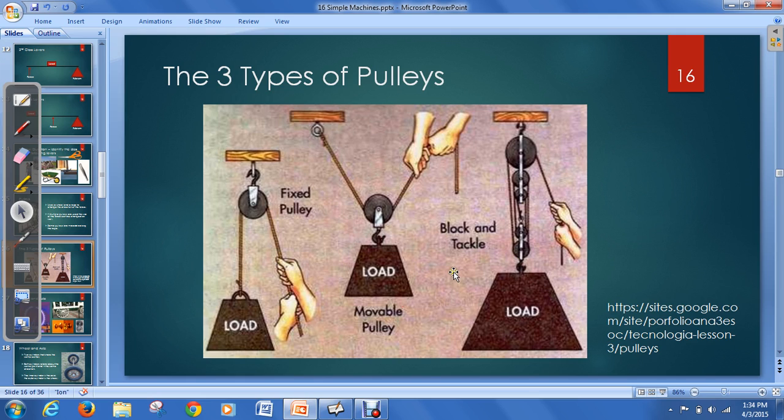Another interesting thing to think about is in this example, the fixed pulley. There's no difference in the work that's done. It's just changing the direction, right? You're using the same amount of force. You're pulling the same distance. It's just changing that direction of the force.